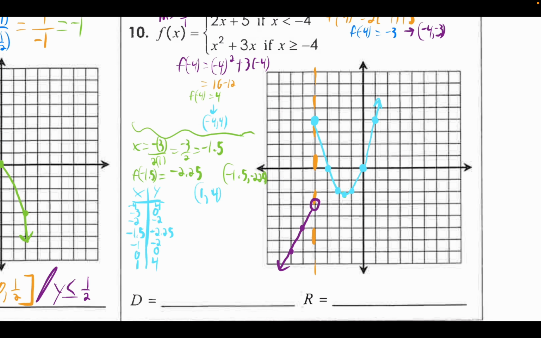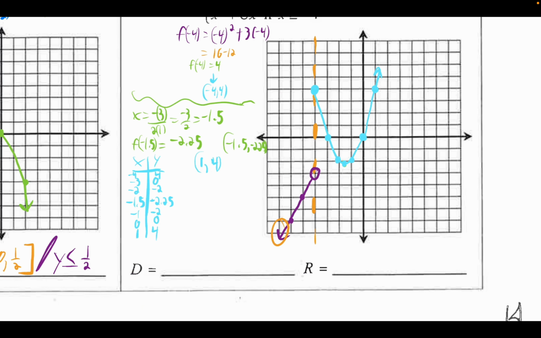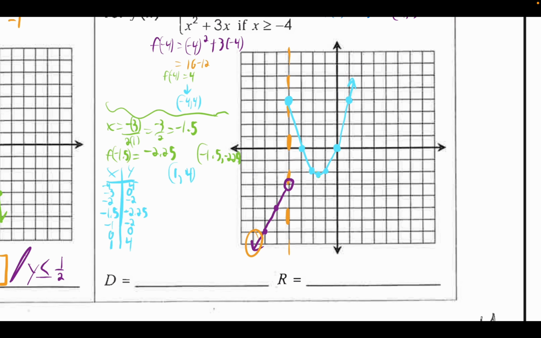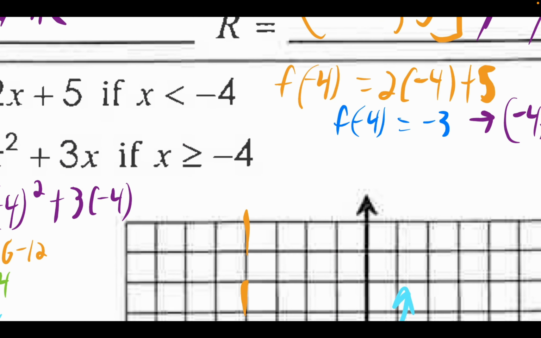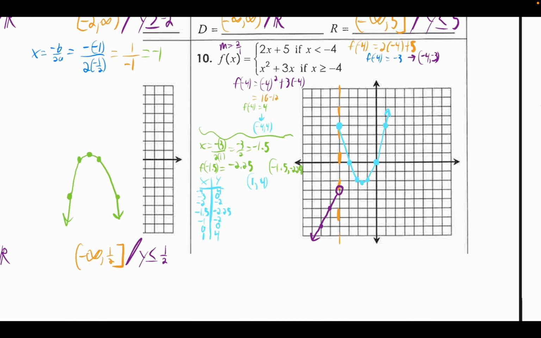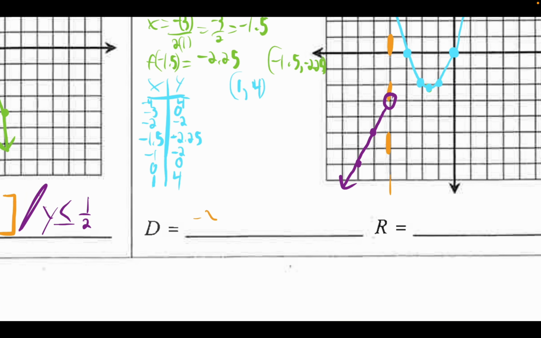Now here for the domain, we have forever left, forever right. There is a break in the graph, but at the same x value of this break, we have a closed circle. So everywhere is included in this. We have the numbers less than negative 4, the numbers greater than negative 4, as well as negative 4 itself. So we're not leaving any x values out. So the domain is still negative infinity, comma infinity. It can change with piecewise functions, though, as we've seen before. And it's all real numbers.